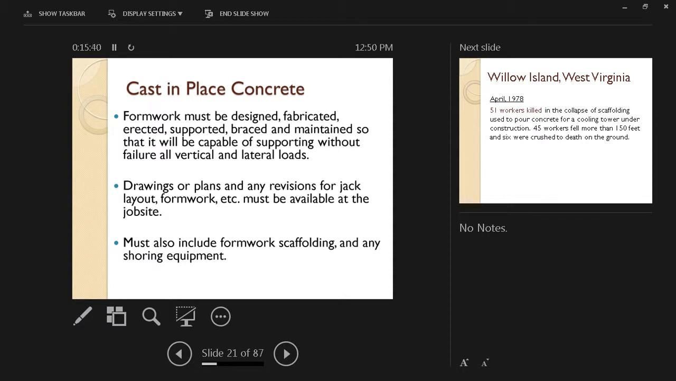Drawings or plans and any revisions for jack layout, formwork, etc. must be available at the job site, especially if we have certain types of concrete being placed, like slip form, for example, or lift slab. We're going to talk about that in a moment. We must also include formwork scaffolding and any shoring equipment in these drawings. So they have to show the spacing, for example, between the different elements of the scaffold and the props and so on.